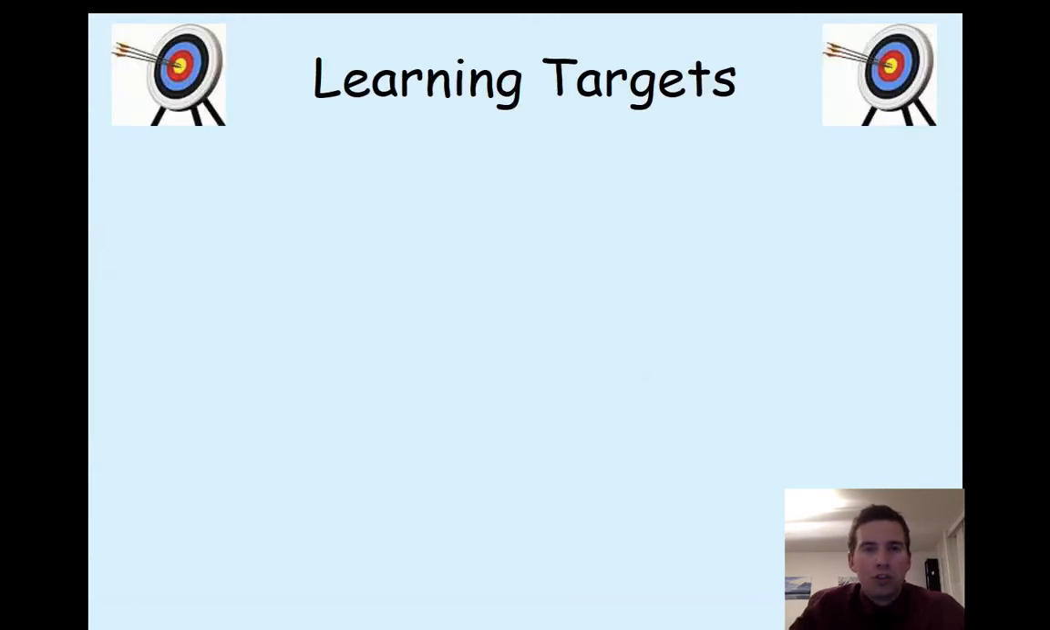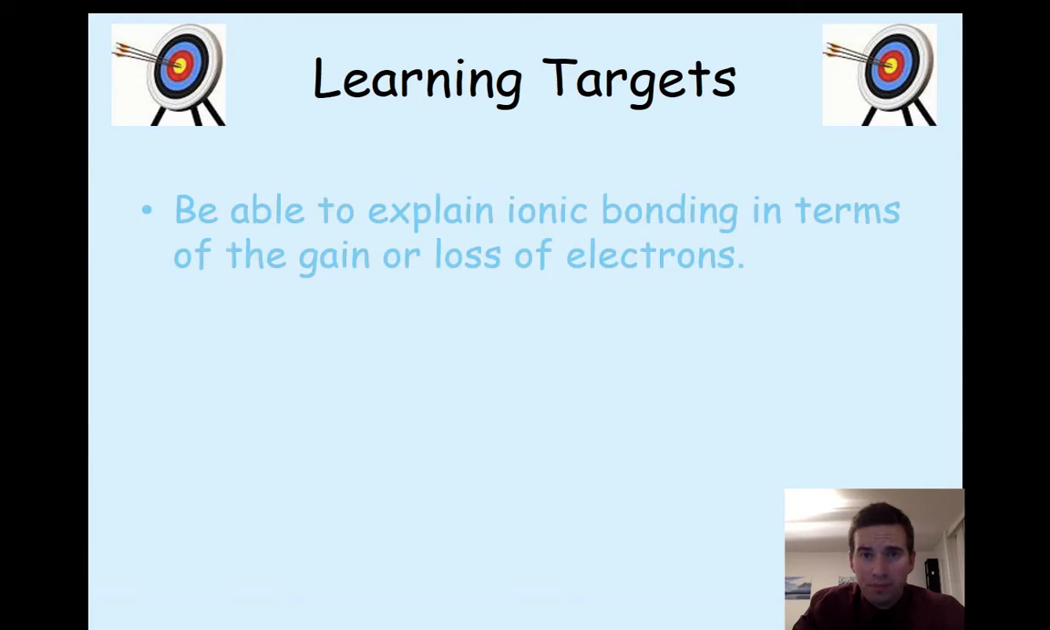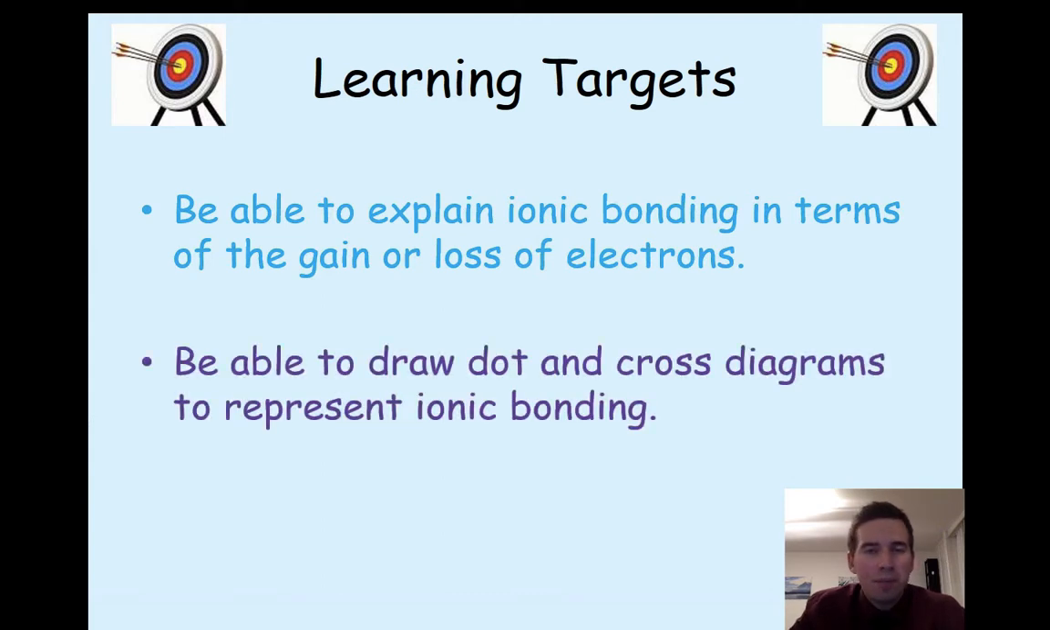Now, this video should hopefully just be a recap of what you did at GCSE. So, if you don't already, by the end of this video, you should be able to explain ionic bonding in terms of the gain or loss of electrons, and you should be able to represent the formation of ions and ionic bonding using dot and cross diagrams.